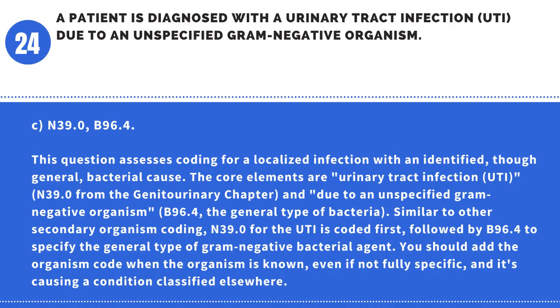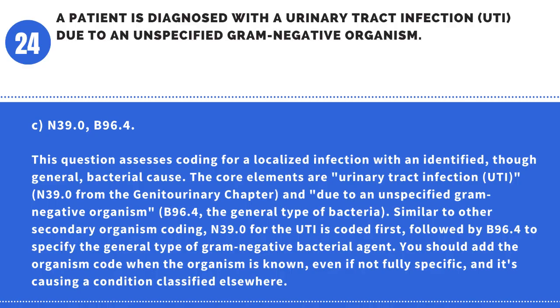N39.0, B96.4. This question assesses coding for a localized infection with an identified, though general, bacterial cause. The core elements are urinary tract infection, UTI, N39.0 from the genitourinary chapter, and due to an unspecified gram-negative organism, B96.4, the general type of bacteria. Similar to other secondary organism coding, N39.0 for the UTI is coded first, followed by B96.4 to specify the general type of gram-negative bacterial agent.